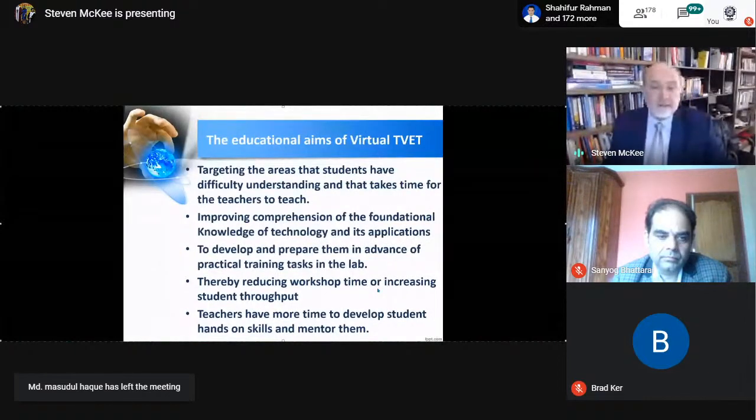That lowers the cost of education by 50% for technical education, for vocational education. If you do other portions of the program, you can even lower it further. So teachers have more time to develop hands-on skills and mentoring. This is our objective, to make this happen actually here.